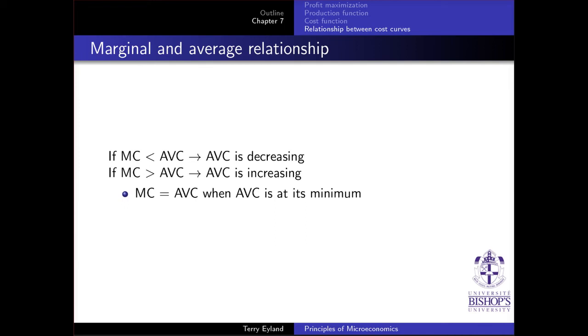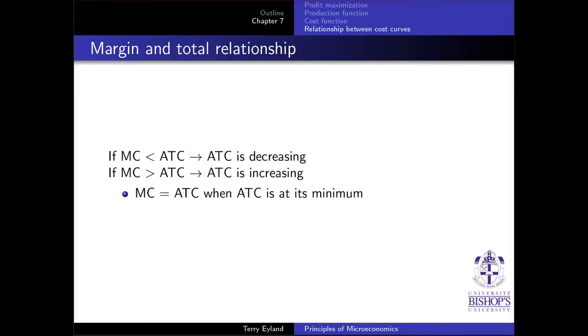Similarly to the relationship between the average product of labor and the marginal product of labor, we have a similar relationship between marginal and average cost curves, whether it's the average variable cost or average total cost. So as before, if that marginal cost, that extra cost of producing one extra unit, is lower than the current average, then the average must be falling. If the last unit you produce was more costly to produce than the current average, well then the average must be increasing, and they meet up at the AVC's minimum.